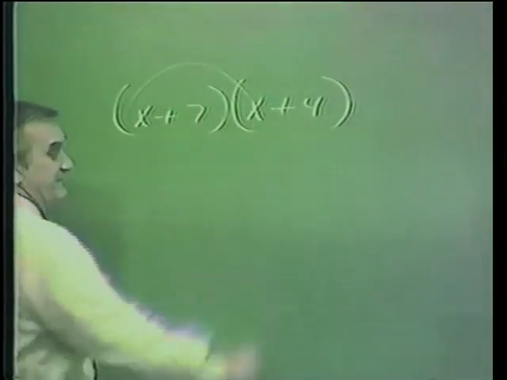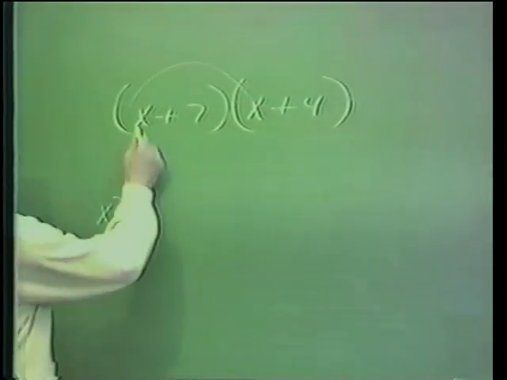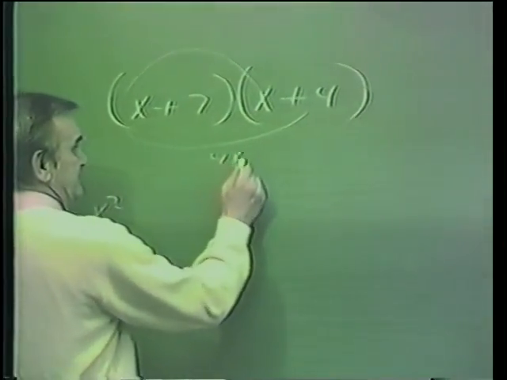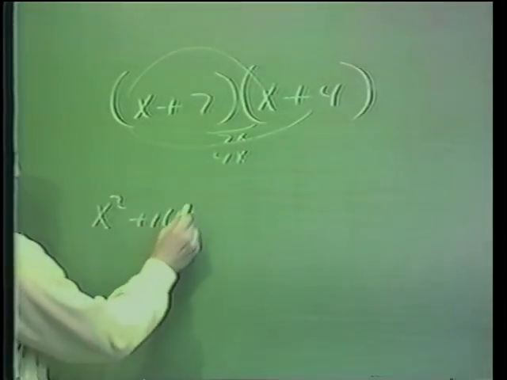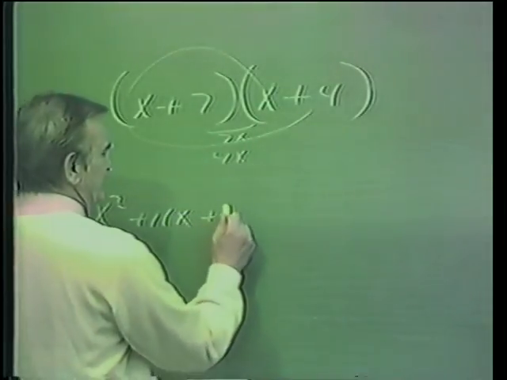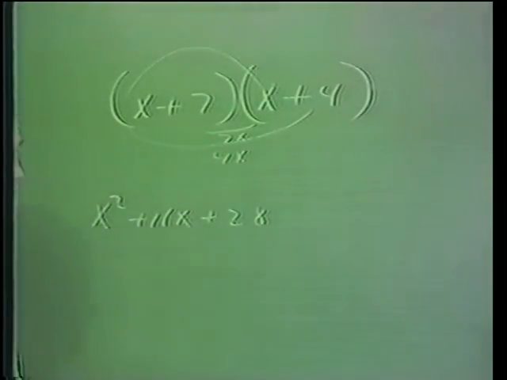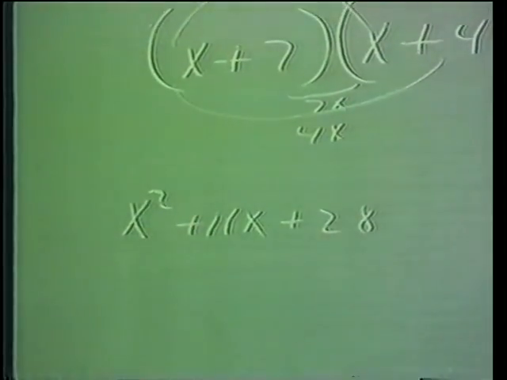First times the first. X times x is x squared. We multiply the outers, we have 4x. The inners, we have 7x. We add those. We come out with positive 11x. Last times the last, 4 times 7 is positive 28. That's the answer. X squared plus 11x plus 28.